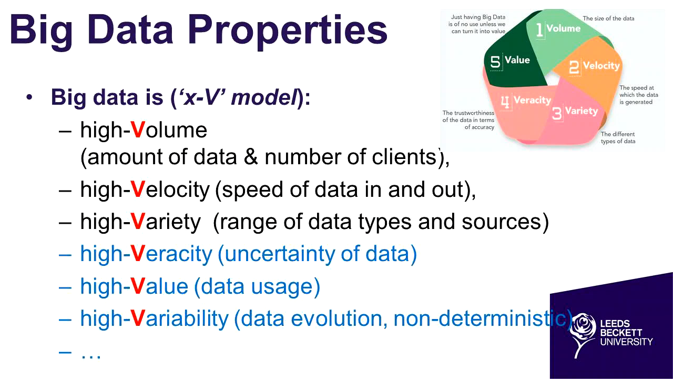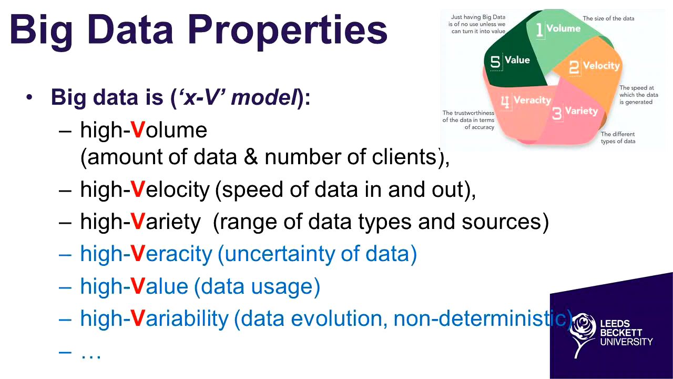High velocity describes the speed of data in and out, meaning the database must be able to handle data storage and retrieval at rapid speeds. And in many cases, it should be able to match the speed of the real-time systems and time-critical systems.